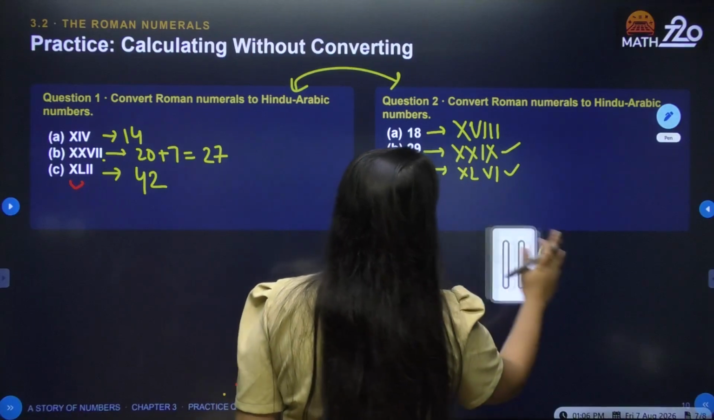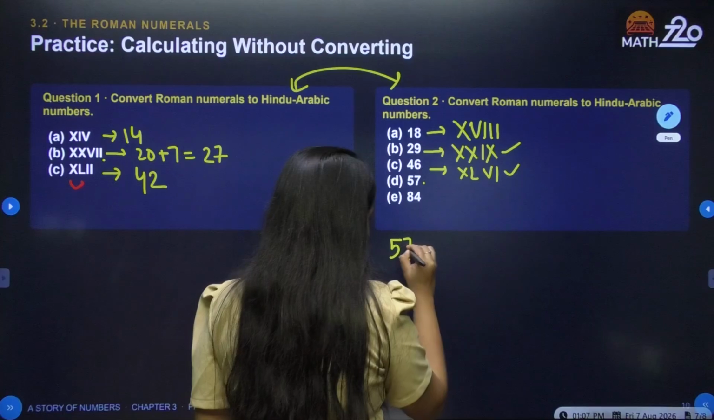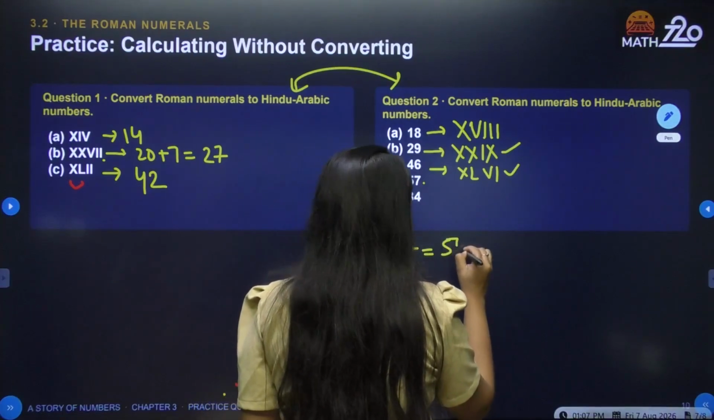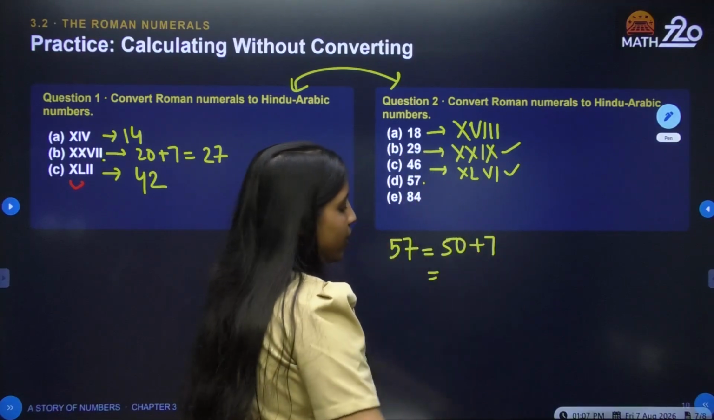Next what we have? Next we have 57. Let me write it as 50 plus 7. Try to write it in the numeral form.